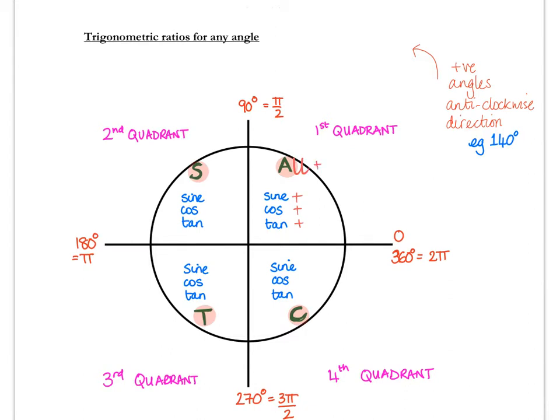If we then move on to our second quadrant, again looking at your graph, from 90 degrees to 180 is your second quadrant. So sine was positive, cos was negative, and tan was negative. That means that sine is the only one that is positive in this quadrant, the ratio.